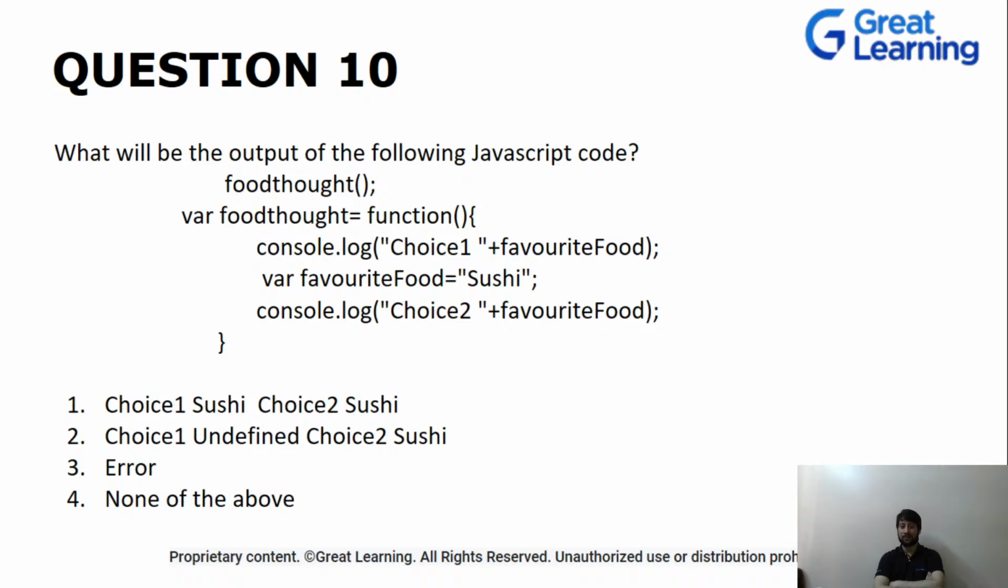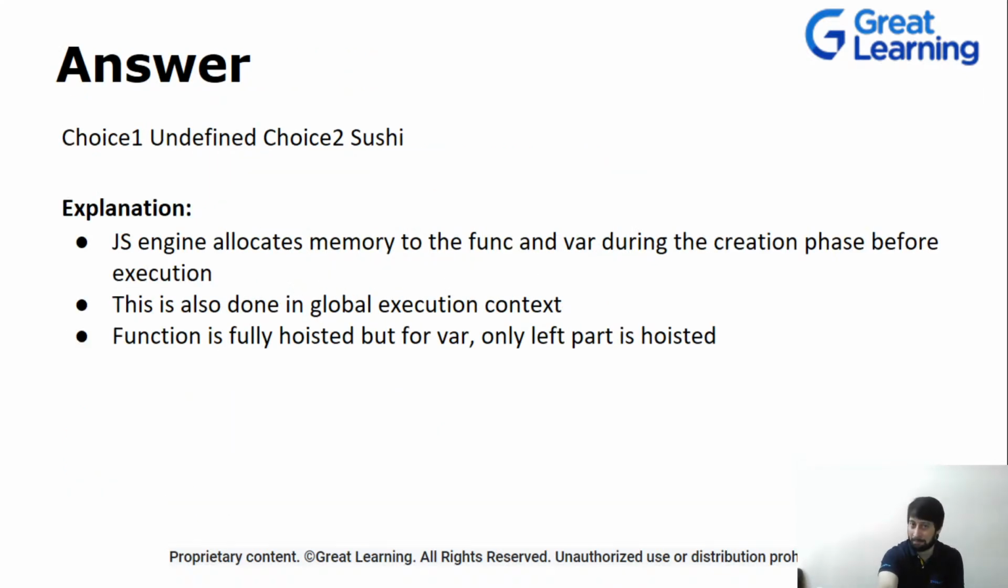So what will be the answer in this case? Okay, two, undefined, sushi. Okay, great. Vinayak says two. Manish says three, and we have again different answers. Sumit says one. Shobha says three. Samat says two. Okay.